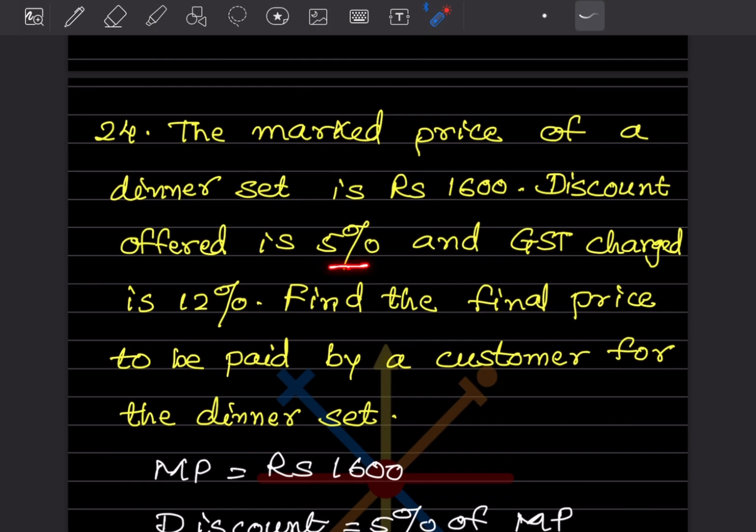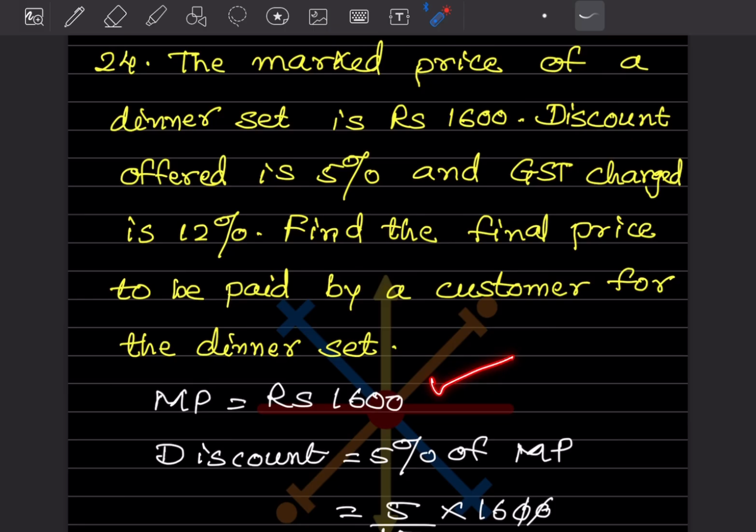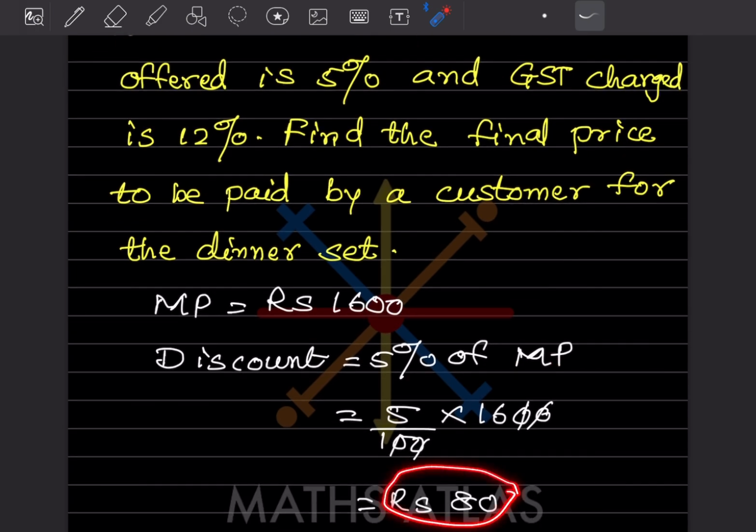The mark price of a dinner set is 1600. Discount offered is 5% and GST charge is 12%. You have to find the final price to be paid by a customer for the dinner set. The mark price is 1600. Discount is 5% of the mark price. So that is going to be 80 rupees.